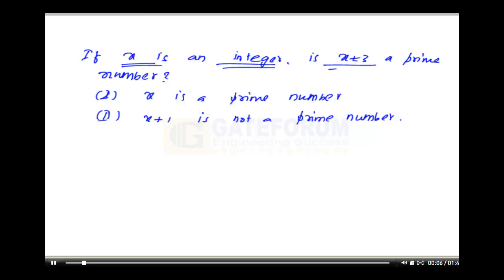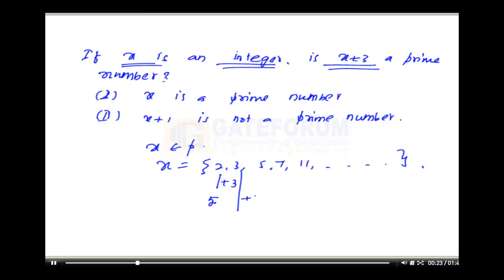It is given that X is an integer, and we have to check whether X plus 3 is a prime number or not. Now, statement 1. Statement 1 is saying that X is a prime number. So X is 2, 3, 5, 7, 11 and so on. Now, if X is 2, X plus 3 will be 5, which is a prime number. If X is 3, X plus 3 is 6, which is not a prime number. So we are getting more than one value. So we cannot answer this question by only statement 1.